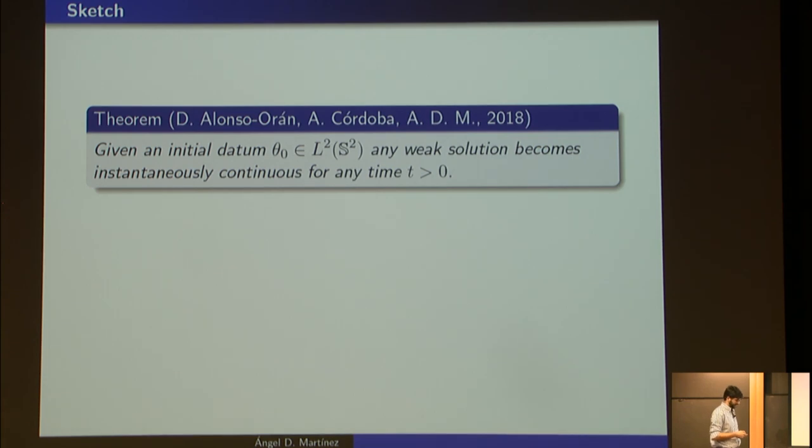So how do we prove that? First, we prove that if the initial datum is not smooth, but in L2, then any weak solution becomes instantaneously continuous. Can I ask a question? Sure. What makes it more difficult than the sphere? Oh, OK. We wanted to understand that in any manifold. And actually, we were able to prove that just on the two-dimensional sphere. Why is it difficult on a manifold?